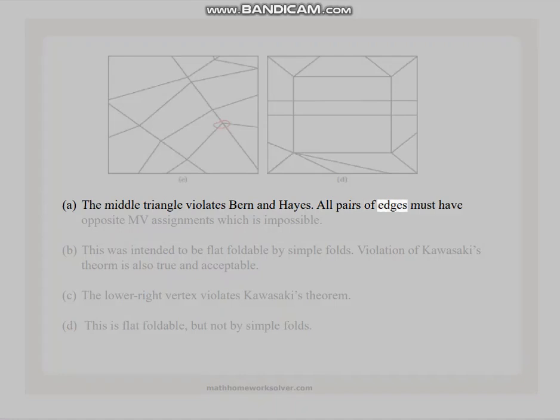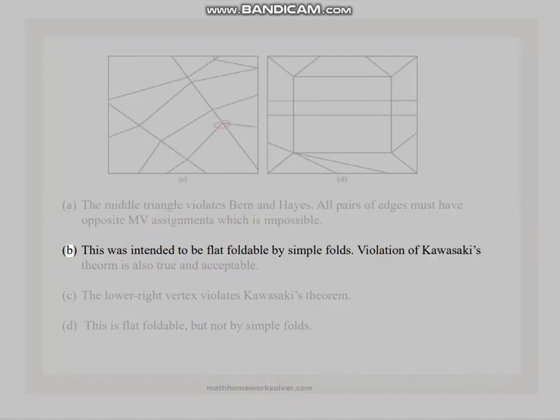A. The middle triangle violates Maekawa and Justin's theorem. All pairs of edges must have opposite MV assignments, which is impossible. B. This was intended to be flat foldable by simple folds. Violation of Kawasaki's theorem is also true and acceptable. C. The lower right vertex violates Kawasaki's theorem. D. This is flat foldable, but not by simple folds.